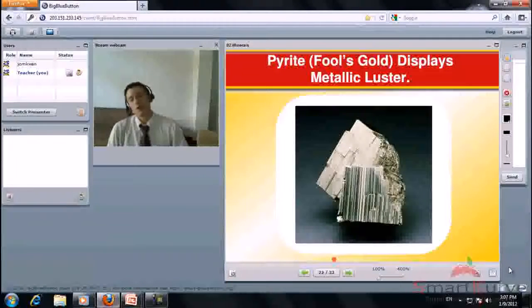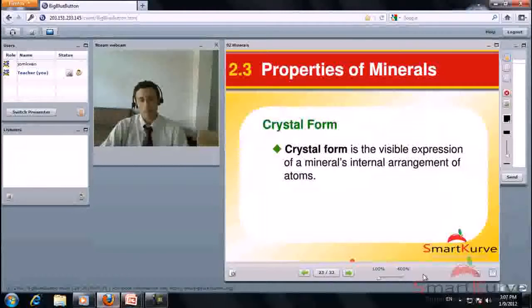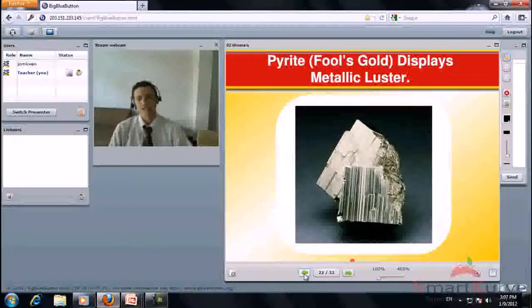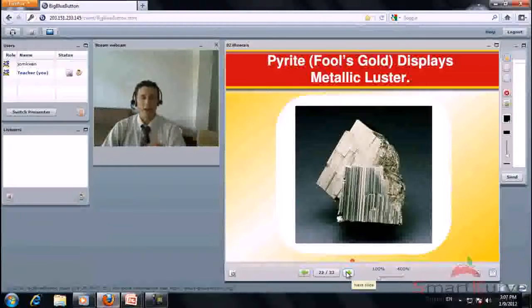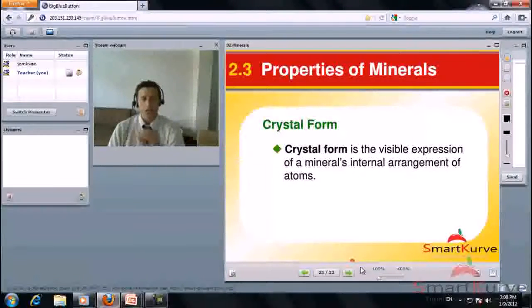Here on slide 22, you can see that pyrite, fool's gold, displays a metallic luster. It's the same color as gold, and it's very shiny, like gold. The crystal form is the visible expression of a mineral's internal arrangement. If you go back and look at the previous slide, you can see in that pyrite on slide 22, you get those straight lines going up and down in the pyrite. That's because of that crystal pattern of the pyrite, that arrangement of atoms that's constantly repeating.